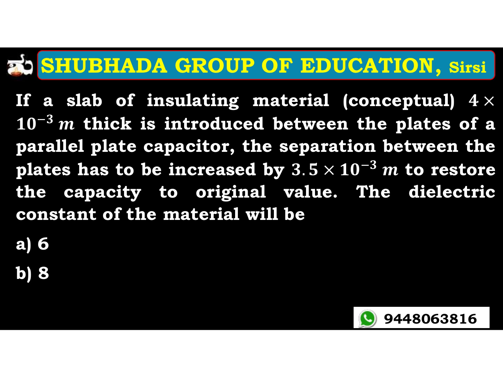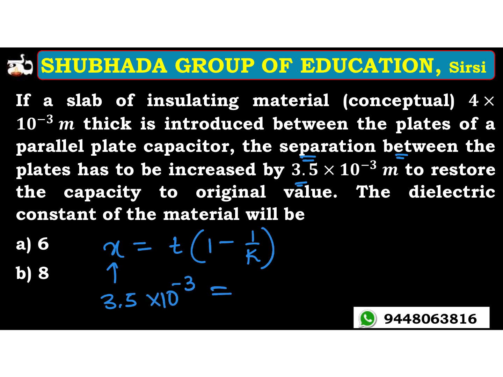While discussing the concept, I have clearly introduced to my students that the value for the dielectric material will be given by X is equal to thickness t into 1 minus 1 divided by K. You know that the value for X is the separation of increment. We can take it as 3.5 into 10 to the power of minus 3 meter, and the thickness is given as 4 into 10 to the power of minus 3 meter. So 3.5 into 10 to the power of minus 3 equals 4 into 10 to the power of minus 3 meter into 1 minus 1 divided by K. We need to calculate the value of K here.